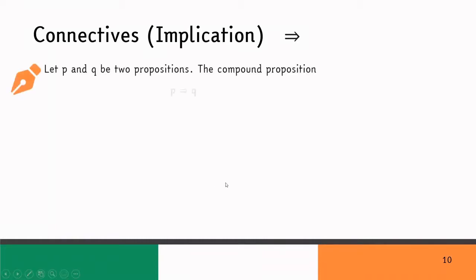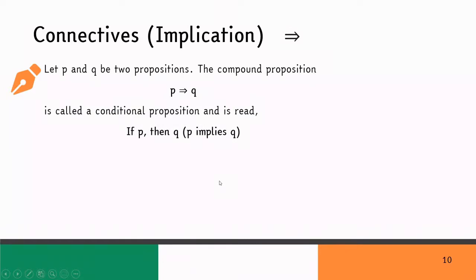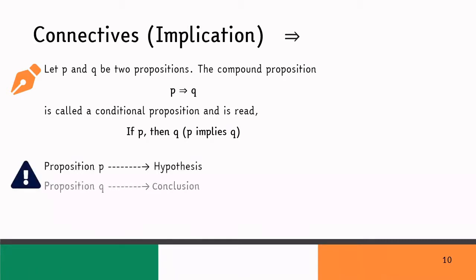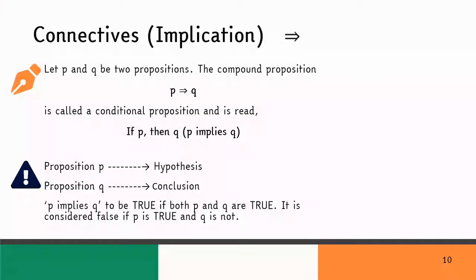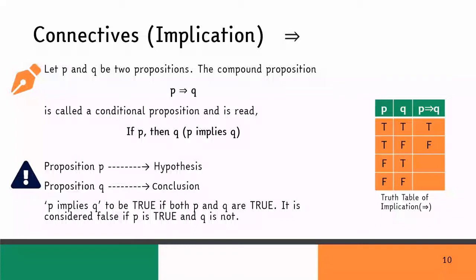We have a very important connective called the implication. Considering two propositions P and Q, the compound proposition P implies Q is called the conditional proposition and is understood as if P then Q. Here, P is often referred to as the hypothesis and Q as the conclusion. P implies Q is true if both the hypothesis and the conclusion are true. If the conclusion is false but the hypothesis is true, the implication must be false. We can list the truth table over here for the two cases we mentioned.